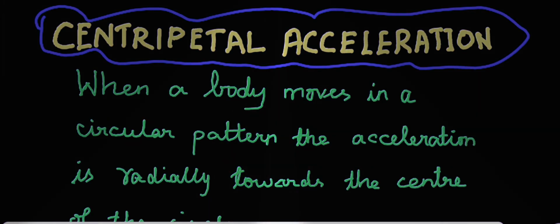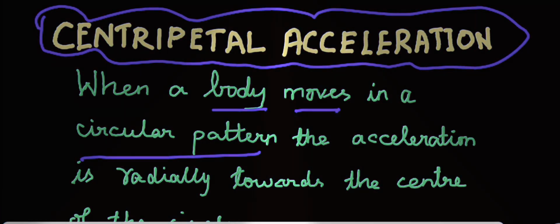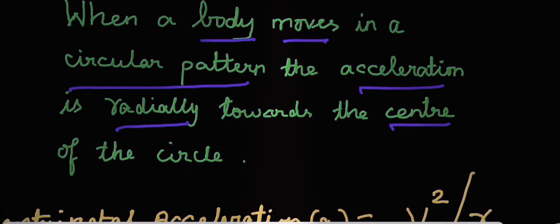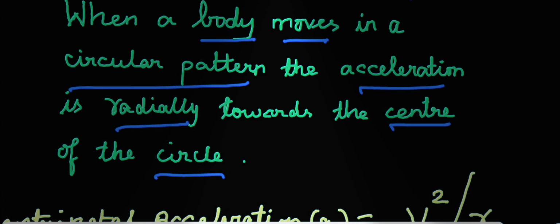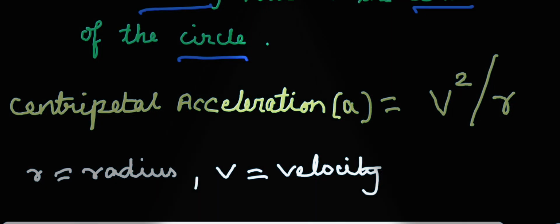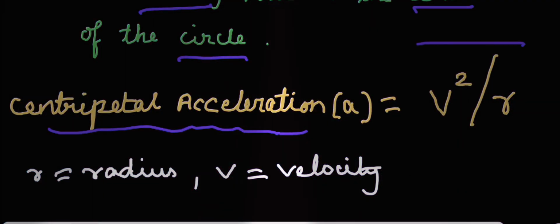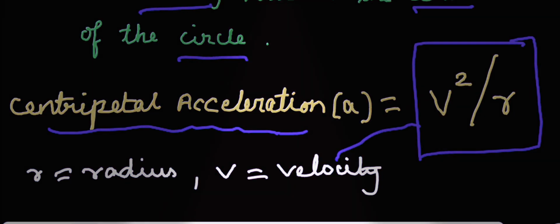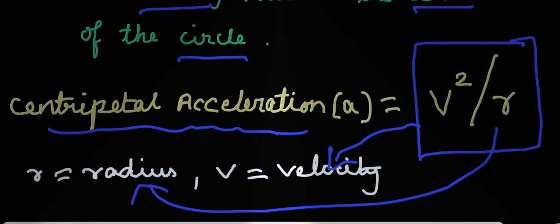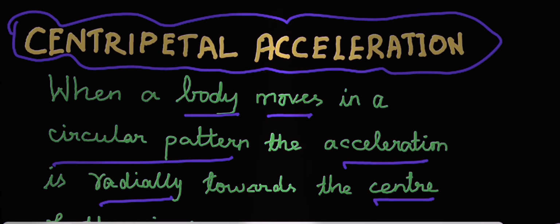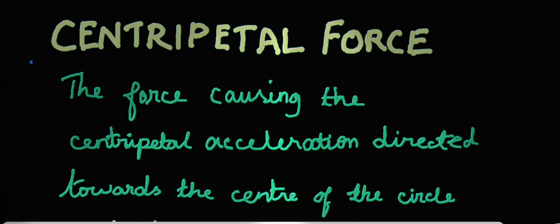What is centripetal acceleration? When a body moves in a circular pattern, the acceleration is radially towards the center of the circle. That is called centripetal acceleration. That is a is equal to v square divided by r. Here v is velocity and r is the radius of the circle.